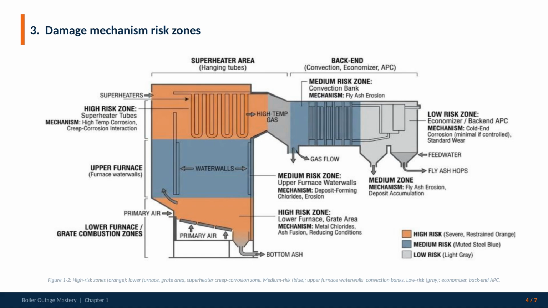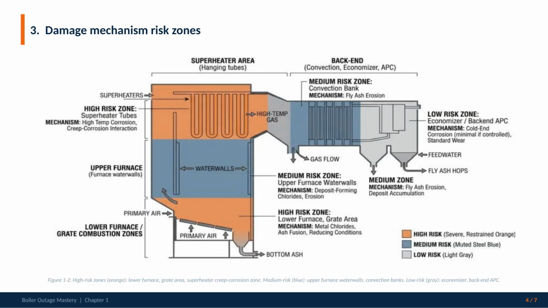The superheater area is also high risk, but for a different reason. Here it is the creep-corrosion interaction at elevated metal temperatures combined with aggressive deposit chemistry. The blue zones are medium risk. The upper furnace water walls see deposit-forming chlorides and erosion, but at somewhat lower intensity than the lower furnace. The convection banks see fly ash erosion and differential fouling. The gray zones are lower risk when chemistry and flow are properly controlled. The economizer and back-end APC can be managed with routine inspection intervals if FAC, erosion lanes, and acid dew point corrosion are tracked and addressed.